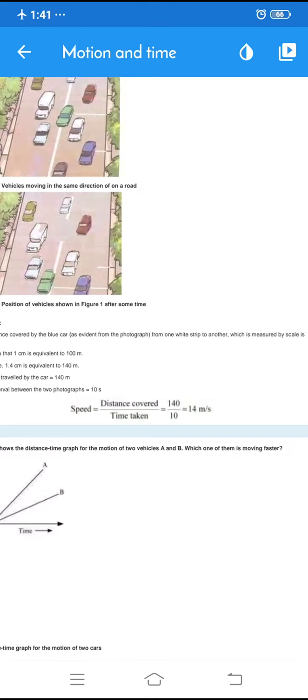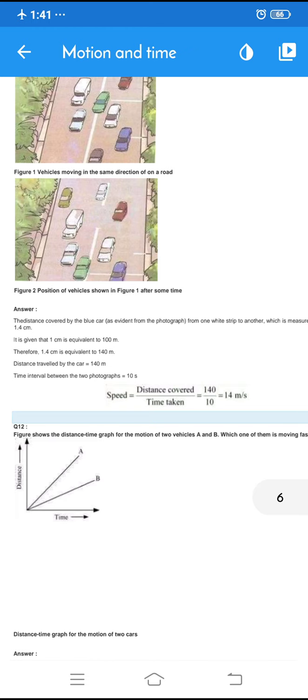The distance, measured by a scale, is 1.4 centimeter. It is given that 1 centimeter is equivalent to 100 meter. Therefore, 1.4 centimeter is equivalent to 140 meter. Am I right or not? Yes. So the distance traveled by the car is 140 meter.